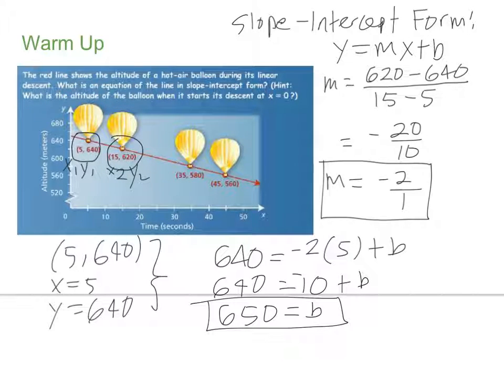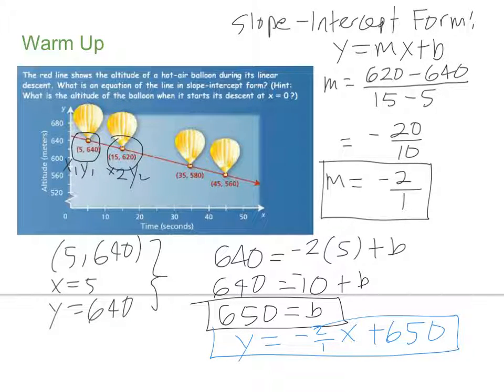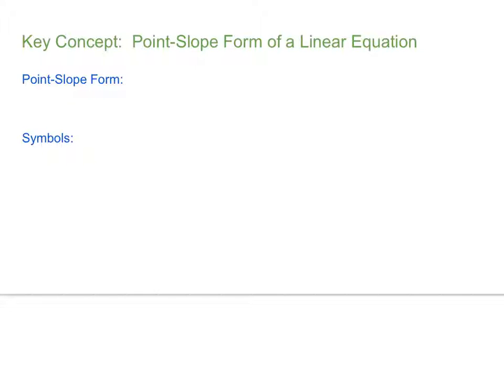So now, our final equation, we're asked to write the equation in slope-intercept form. I have y equals the slope -2/1 x plus b, which is 650. So as I said in the warm-up, there are cases where it's actually easier to use point slope form, but in order to use it, we need to know what it is.